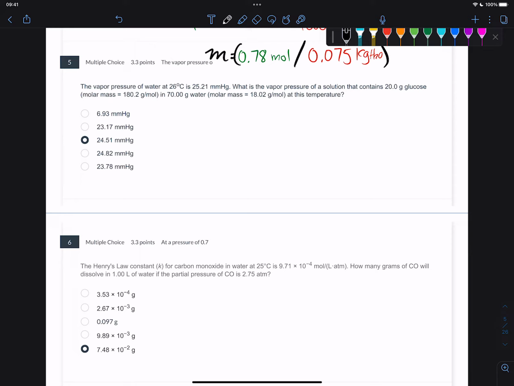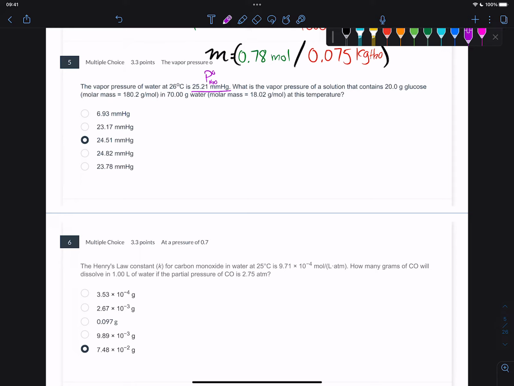For this question, it says the vapor pressure of water at 26 degrees is 25.21 millimeters of mercury. You can think of this as being the pure, so to speak, or the standard pressure at that particular temperature. So we're going to call the water, let's put H2O here. Okay, so that's the reference you can think of it as.